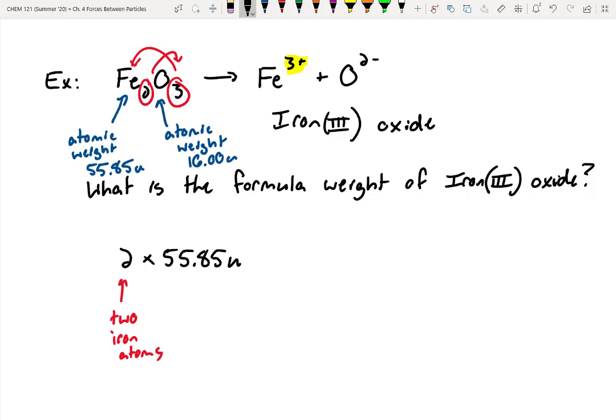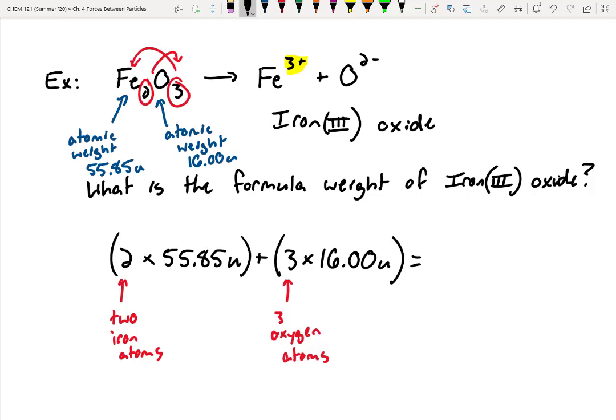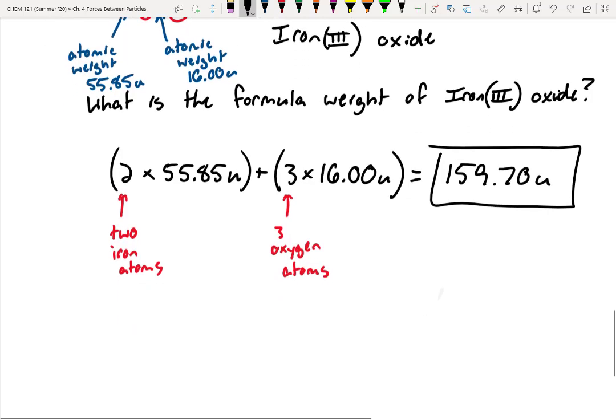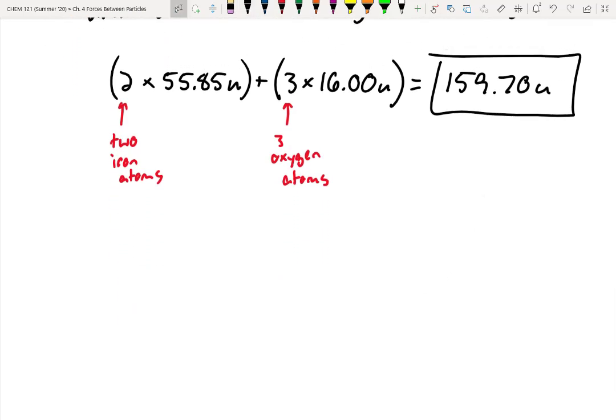So we need to multiply the atomic weight of the iron by 2 to account for each of those iron atoms. Okay, so we've got the iron taken care of, and now we need to do the oxygen. So we've got 3 oxygen atoms, and we need to multiply that by the atomic weight, which is 16.00. And now we can type this into our calculator, and this comes out to 159.70 units.